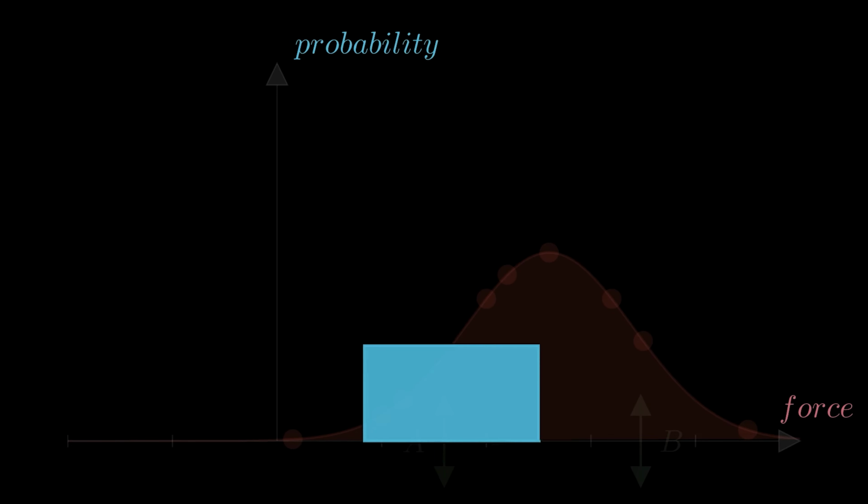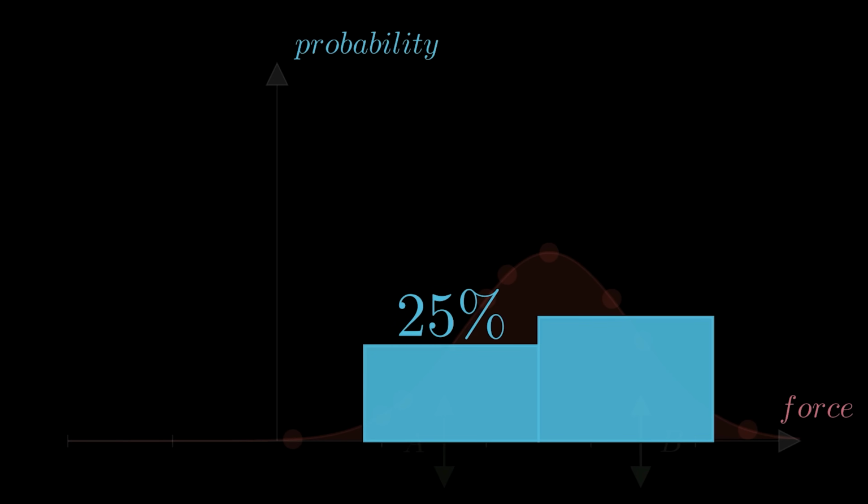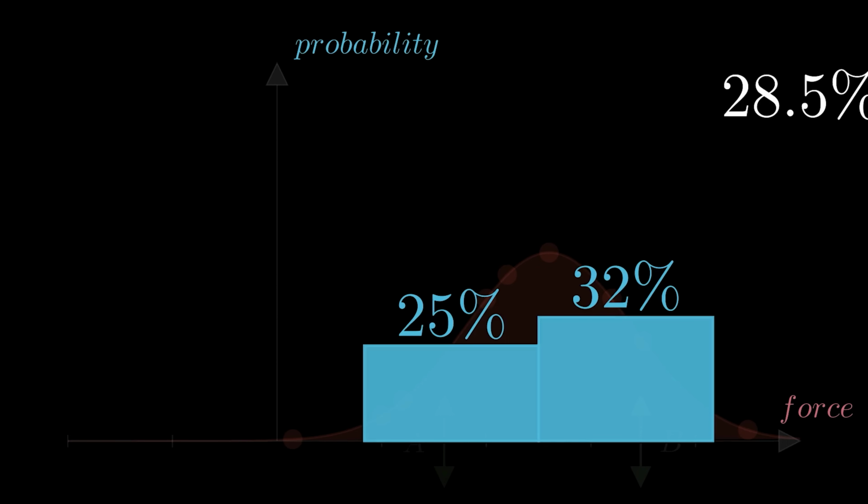Let's say that we have only two possible scenarios. We either throw it with 1/3 of the maximum force or 2/3 of the maximum force. Now, if for 1/3 it will have a 25% chance and for 2/3 it will have a 32% chance, then if we pick these values at random, the total probability that the ball will make it in will be equal to 28.5%. Why? Well, it's because there are two possibilities.